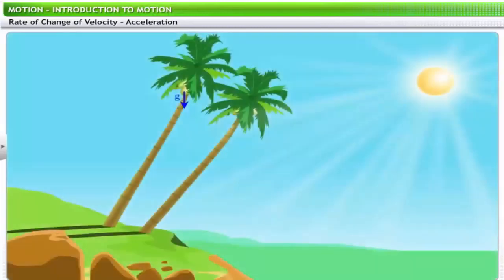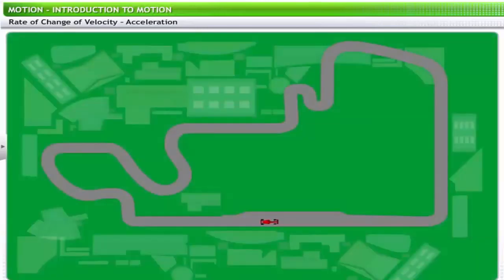Like speed and velocity, the acceleration of an object can be uniform or non-uniform. A freely falling body gains velocity due to gravitational forces at a uniform rate. Thus, it shows uniform acceleration. However, a car negotiating a turn shows non-uniform acceleration because its velocity changes at a non-uniform rate.